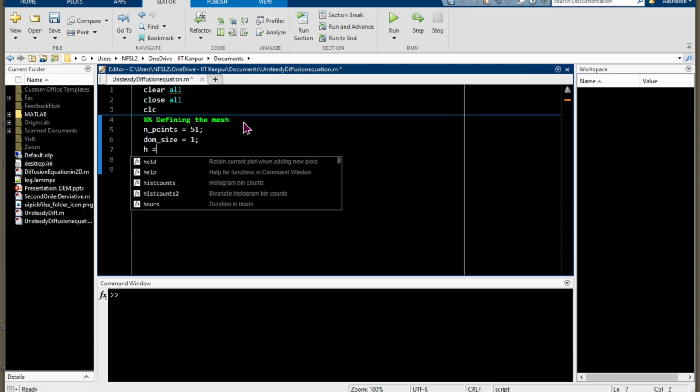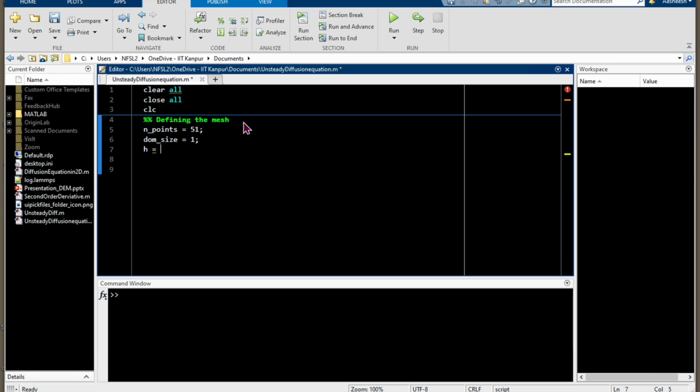h will remain the same, which is the domain size divided by number of points minus 1, and I made clear why it is minus 1 last time. If you don't know, then watch the previous lecture. In the initial part, I think the initial 1 hour, I explained that, so you don't have to watch the whole 2-hour lecture. But right now, just look at this.